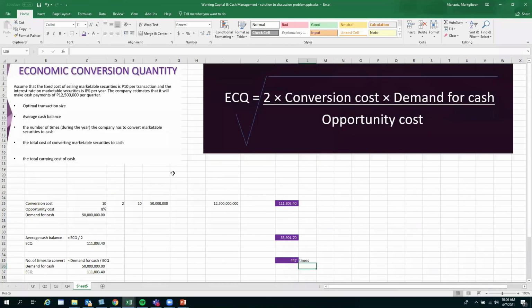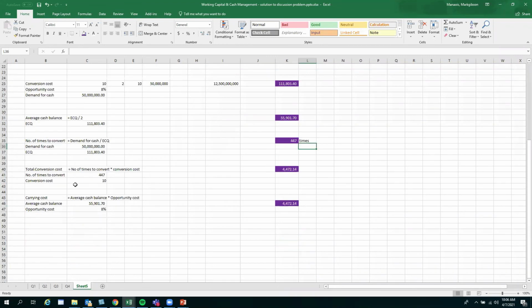Next requirement is total cost of conversion. Alam naman natin kanina, cost ng conversion natin is 10 per marketable security. So ngayon, ang tinatanong is how much is the total conversion cost? Multiply mo lang dun sa number of times to convert. So that's 4,472.